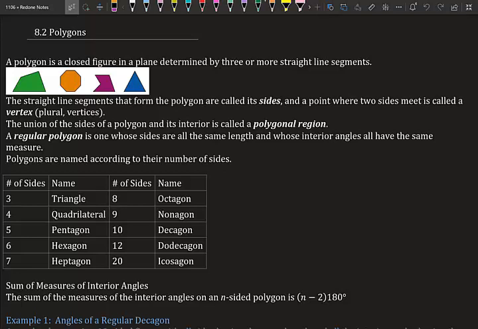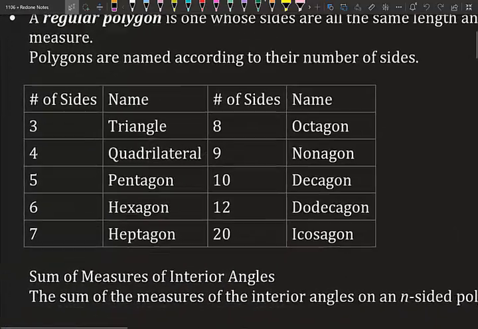The straight line segments that form the polygon are called its sides, and a point where 2 sides meet is called a vertex, plural vertices. The union of the sides of a polygon is the polygon, and its interior is called a polygonal region. A regular polygon is one whose sides are all the same length and whose interior angles all have the same measure.